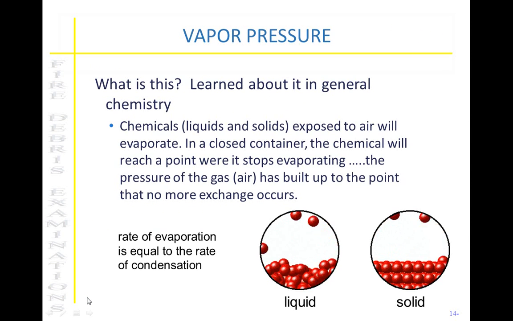So, exactly what is vapor pressure and some of these other terms? Most of these you may have heard in general chemistry. Vapor pressure occurs when chemicals are exposed to air and they will evaporate. However, in a closed container, a vapor pressure will occur where the chemical will reach a point where it stops evaporating. The pressure of the gas has built up to the point where there is no more exchange into the air.